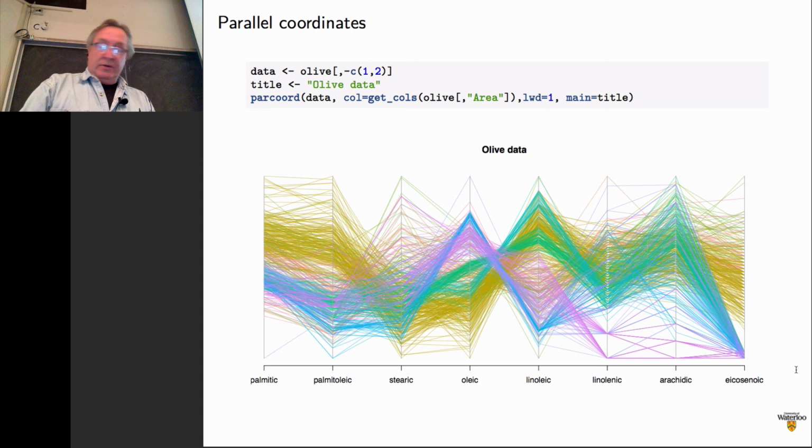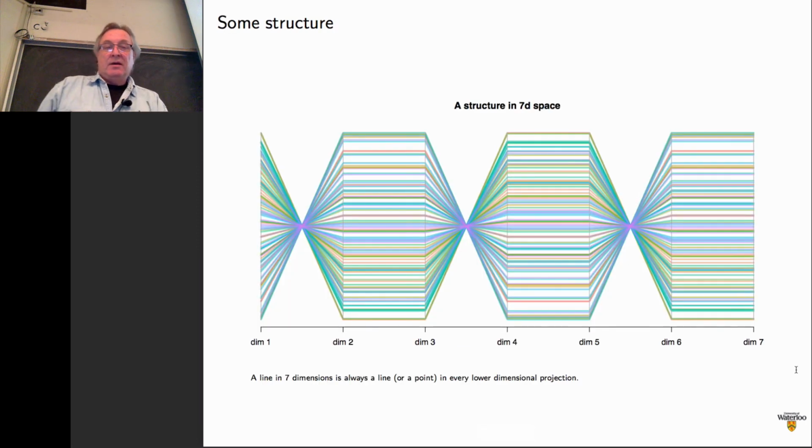Now that's where you know the answer. So let me have a look at this artificial structure, and think about that before you read the bottom line. This is some structure in 7-dimensional space. You should be able to figure out what that is. And what are the rules?